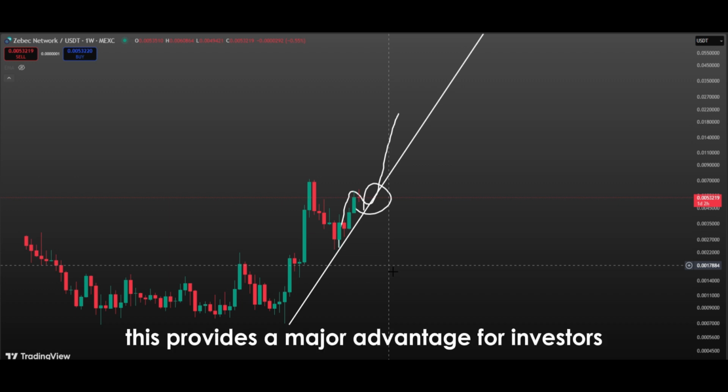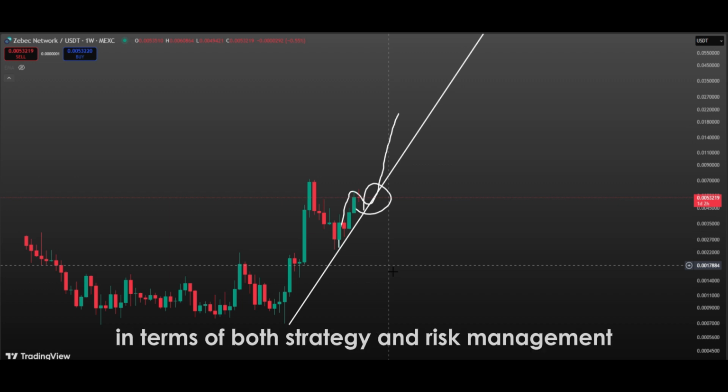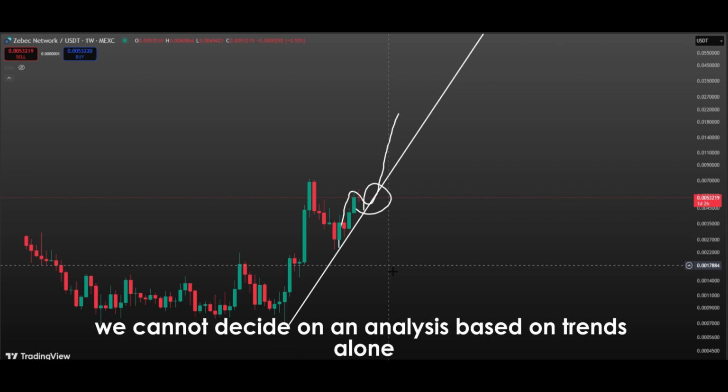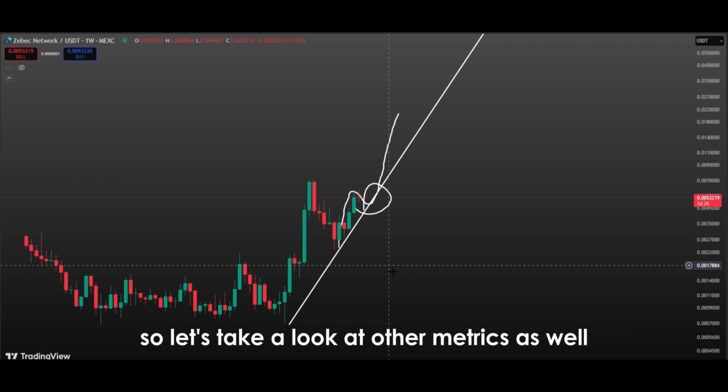This provides a major advantage for investors in terms of both strategy and risk management. As long as the trend is not broken, the upward expectation remains. But once the trend breaks, the strategy needs to be reassessed. But we cannot decide on an analysis based on trends alone. So let's take a look at other metrics as well.